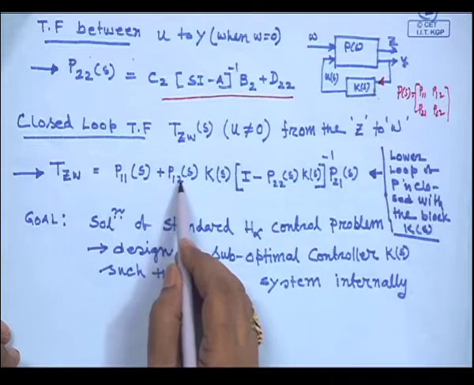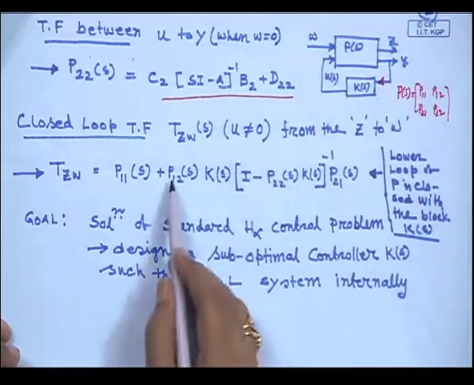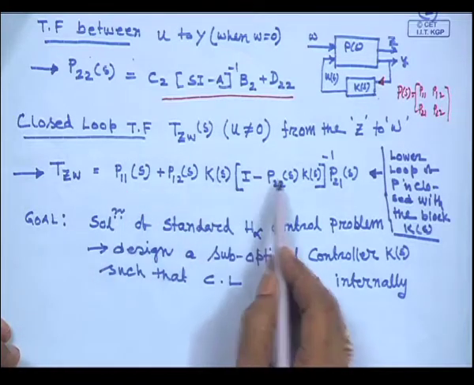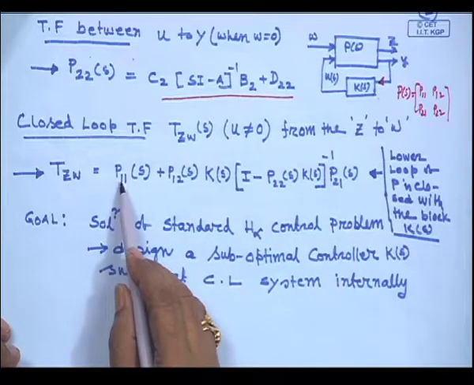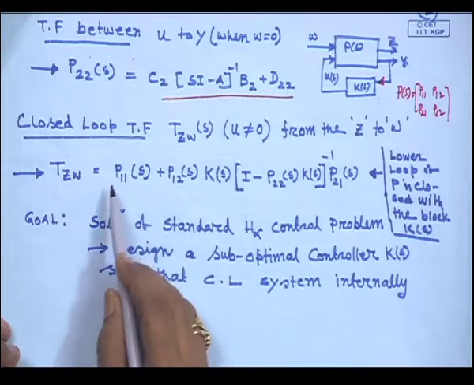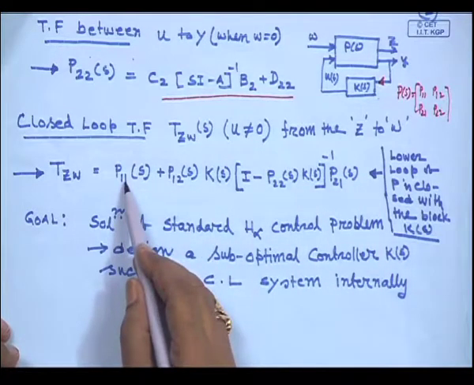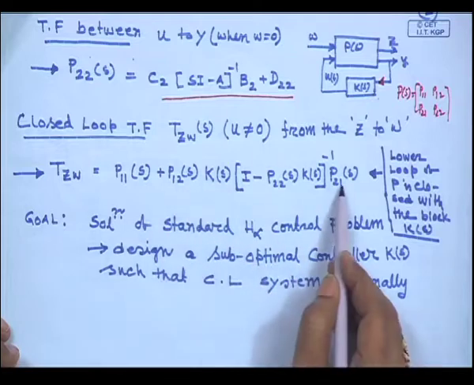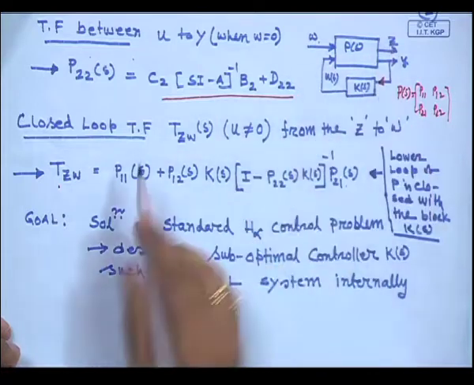So it will be P12(s) into K(s), merged into bracket I minus P22(s) into K(s), whole inverse. I have already taken the first suffix, and the second suffix I have to take last. First suffix first, and second suffix last. So it will be P21, the second suffix last. So this is the transfer function between this to this.